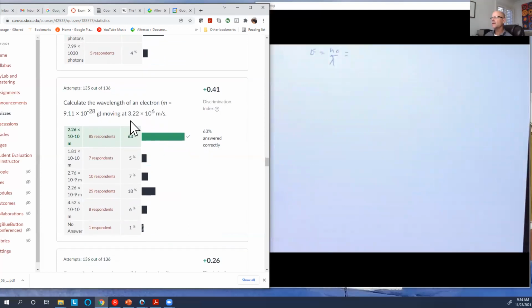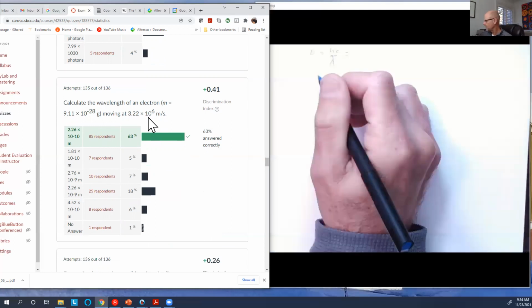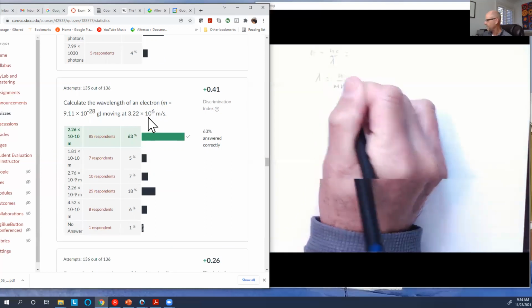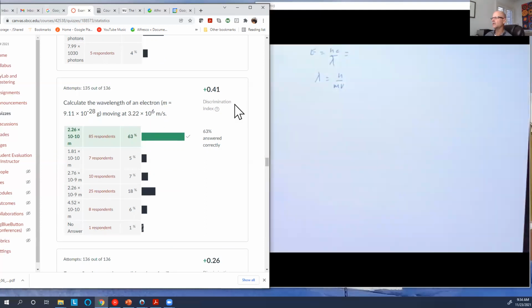Calculate the wavelength of an electron moving at a certain speed. So that's the wave nature of matter, right? Lambda is equal to h over mv, right? So you use that equation, plug in Planck's constant, the mass of the electron, which is given, and the velocity. You do have to change that to kilograms, and that'll give you the wavelength.